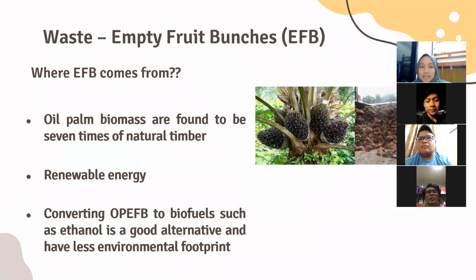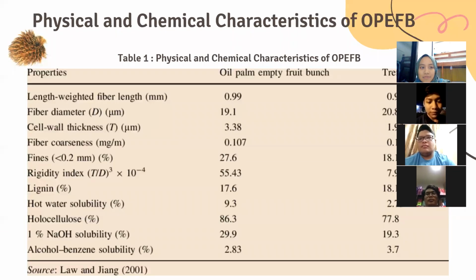Our title is about empty fruit bunch to be converted into bioethanol. So empty fruit bunch comes from oil palm biomass, found to be 7 times of natural timber. It is a renewable energy, and converting oil palm EFB to biofuel such as ethanol is a good alternative and has less environmental footprint. These are the physical and chemical characteristics of OPEFB.